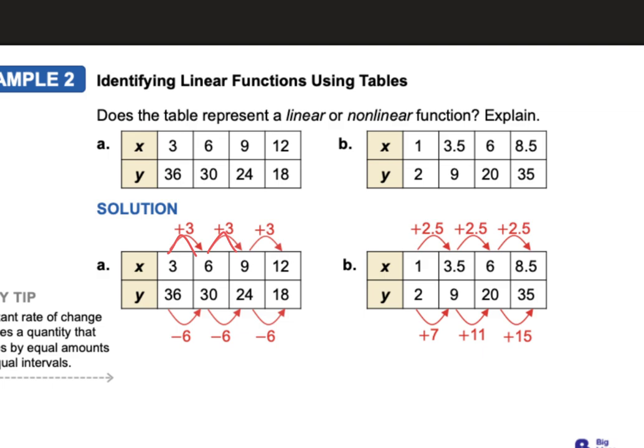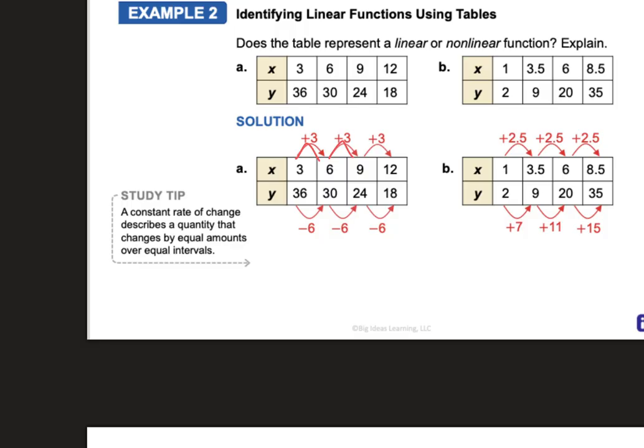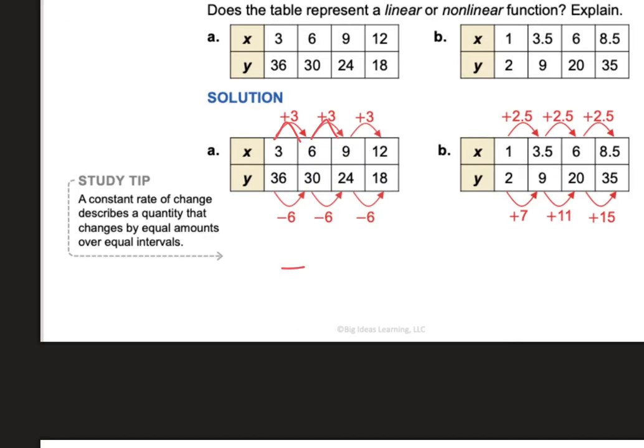3, 6, 9, 12, right? And the y goes down 6, down 6, down 6, down 6. We can write that this has a rate of change of -6 over 3.